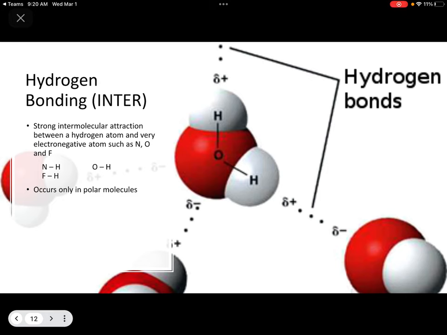Once again, if you're looking at a molecule, you can have multiple different forces. You can have a hydrogen bond and a dipole-dipole. Okay, it's okay to have multiple. That just means that it's going to have a higher boiling and melting point.